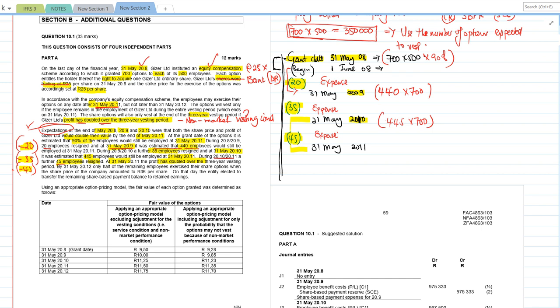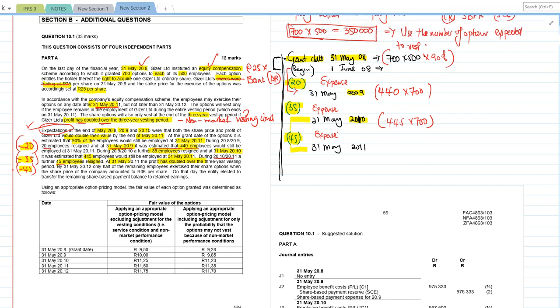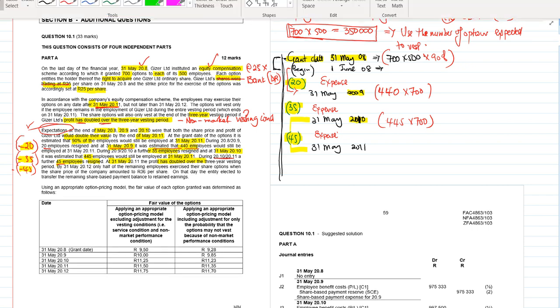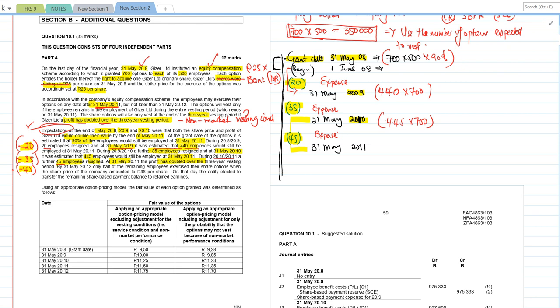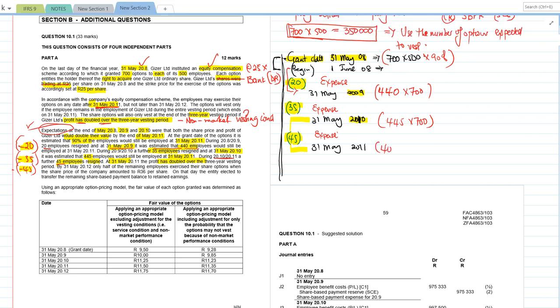All right, so it means out of the 500 employees, how many employees are now still in business? So the ones that were still left with 35 plus this is 80, right? And then 100. So 100 are gone. We're left with 400 employees. So it means on 31 May 2011, 400 employees, we expect them to be there. Let me go to my black pen again. So we are left with 400 employees, multiply by 700 options, right? So that's what we expect.